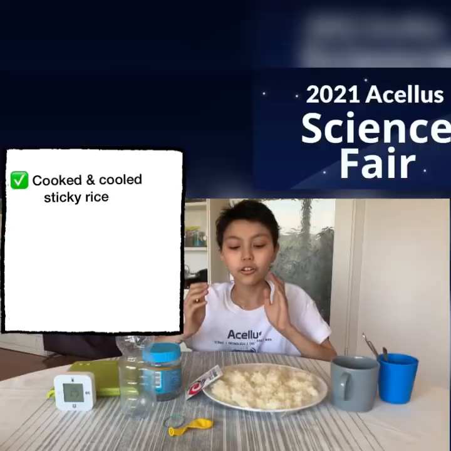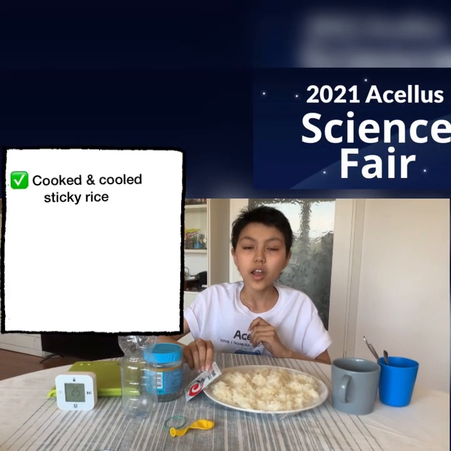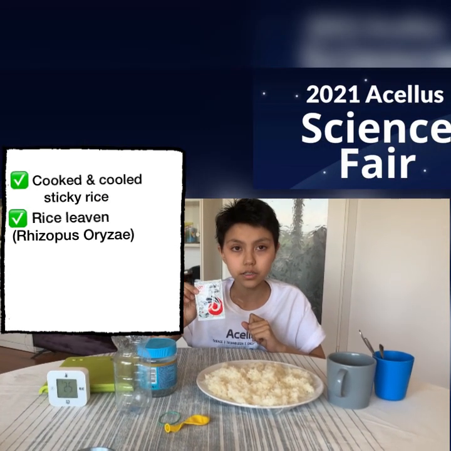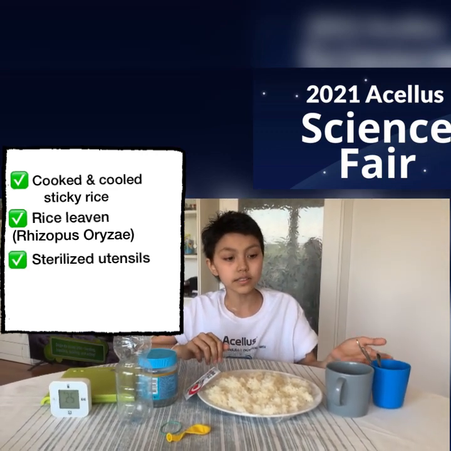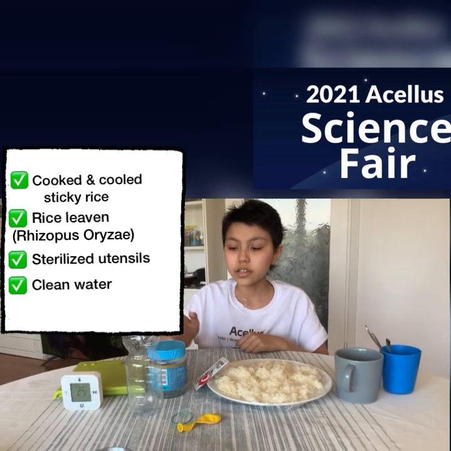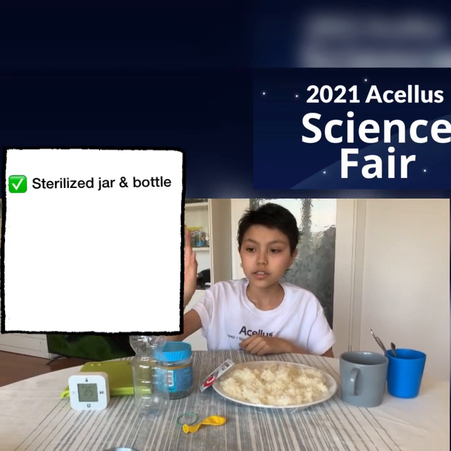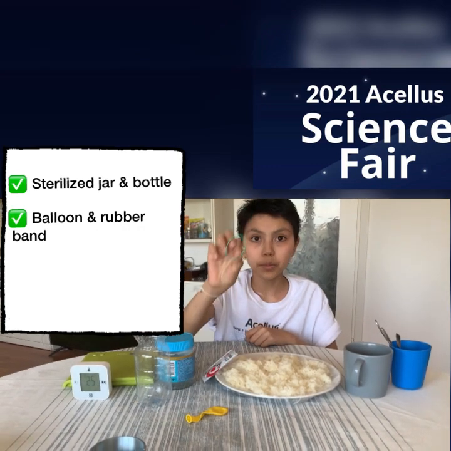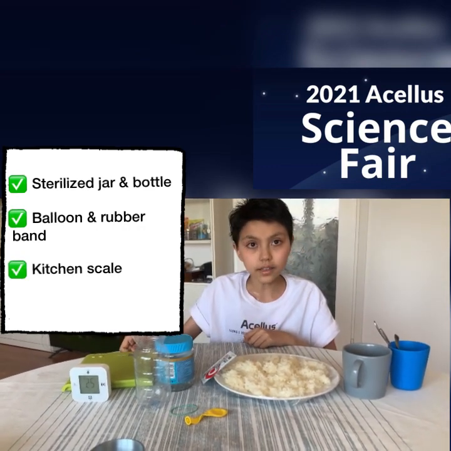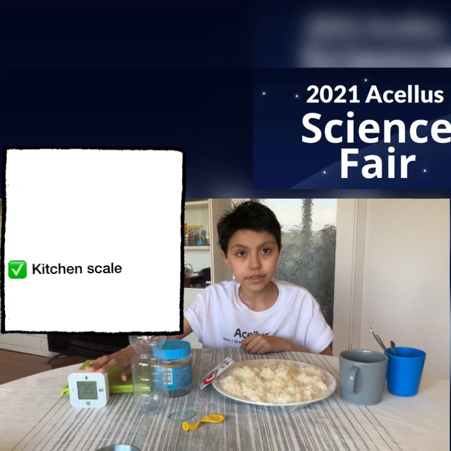We need cooked and cooled rice, rice leaven or Rhizopus oryzae, sterilized utensils, water, a sterilized jar, a sterilized bottle, a balloon, a rubber band, a scale, and a room thermometer.